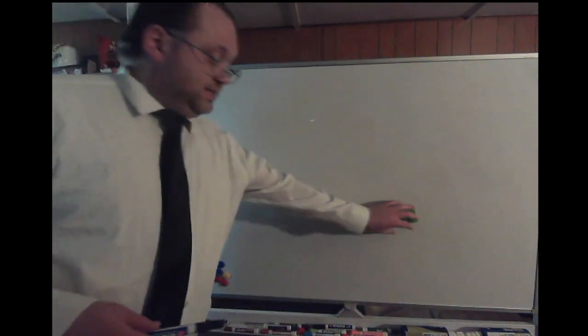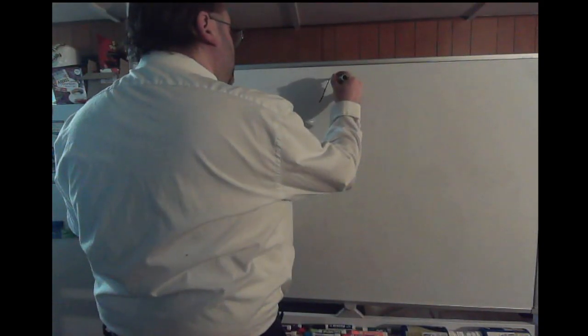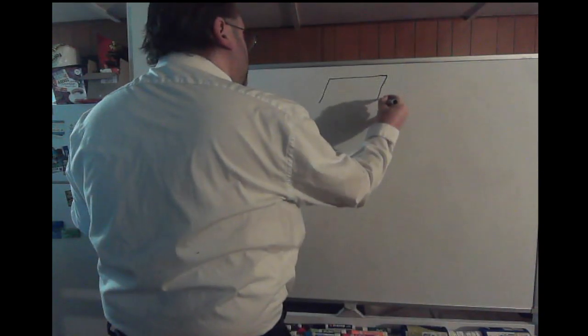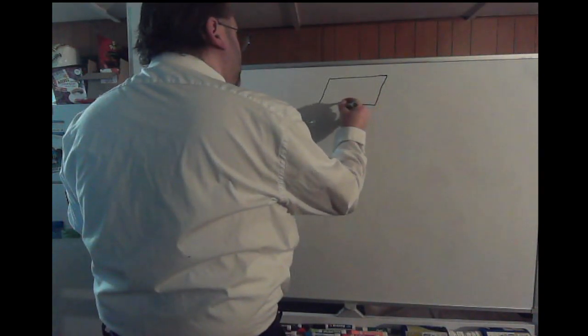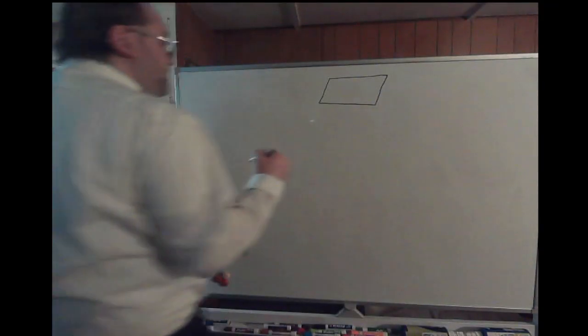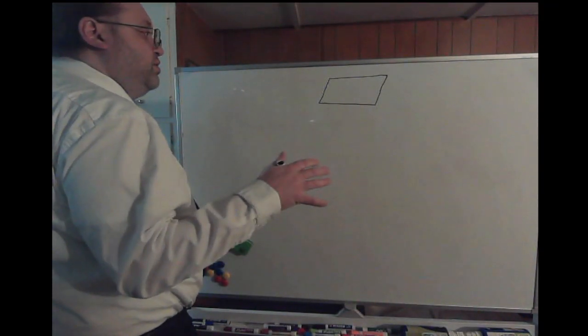Today we are going to talk about areas of parallelograms and trapezoids. Let's start with what a parallelogram is. So here is a parallelogram, and if you see it, it's a four-sided figure. You might be saying, well, that looks almost like a tilted rectangle.